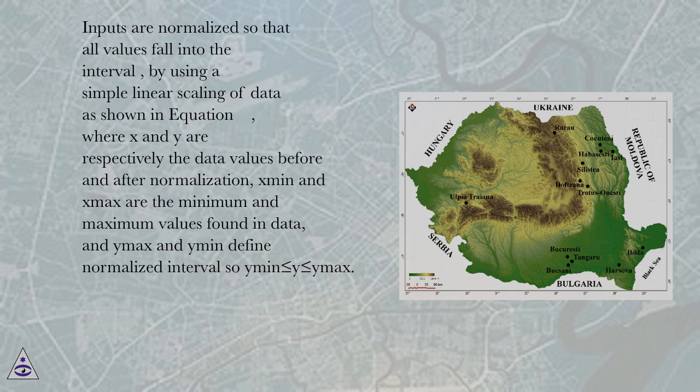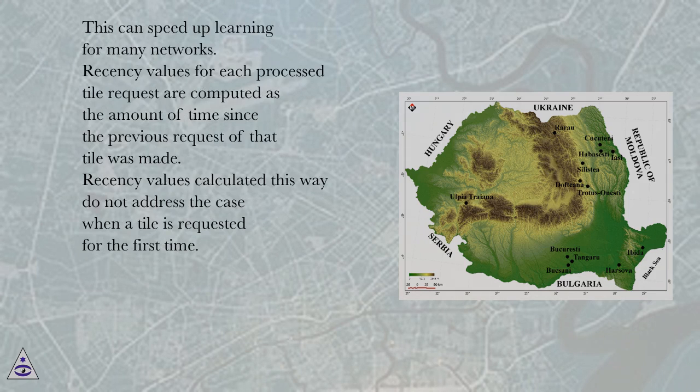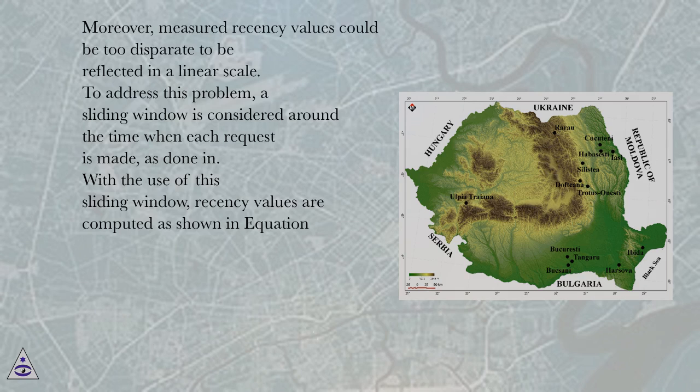Xmin and Xmax are the minimum and maximum values found in data, and Ymax and Ymin define normalized intervals so Ymin ≤ y ≤ Ymax. This can speed up learning for many networks. Recency values for each process tile request are computed as the amount of time since the previous request of that tile was made. Recency values calculated this way do not address the case when a tile is requested for the first time. Moreover, measured recency values could be too disparate to be reflected in a linear scale.